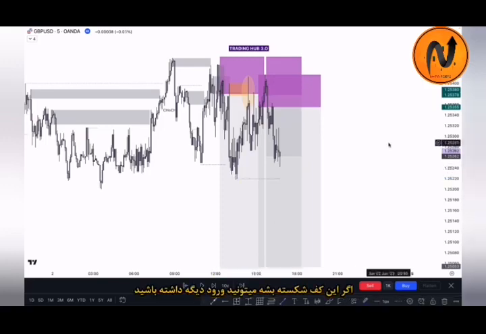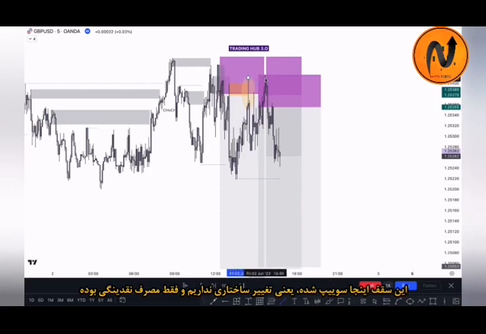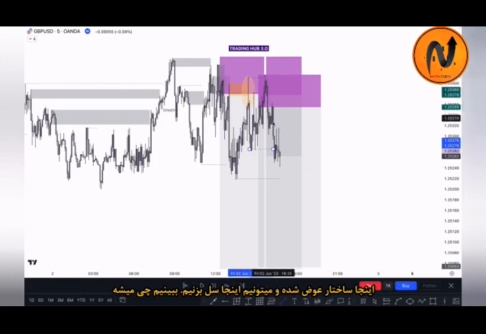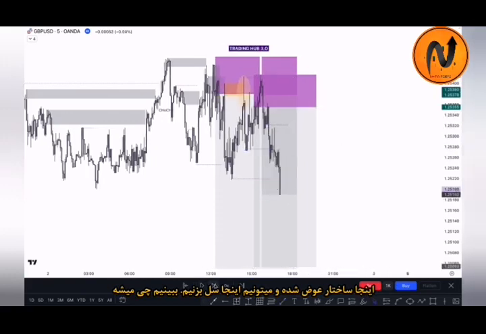This low is broken, then you can take another entry. Also this high is a sweep here, it means only a liquidity grab here, not a structure change. So this structure has changed here, and now we can sell here, right? So let's see what happened next after this one, okay?